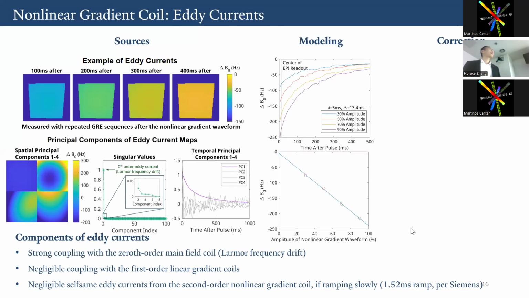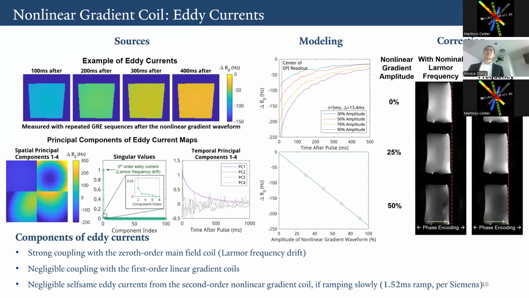And this is the model of the Larmor frequency drift that we built. You can see that it is a long-term eddy current, spanning a few hundred microseconds. And if we pull out the Larmor frequency drift at the center of the EPI readout and plot it against the amplitude, you can see that it's a linear model. So we can predict the Larmor frequency drift given any waveform.